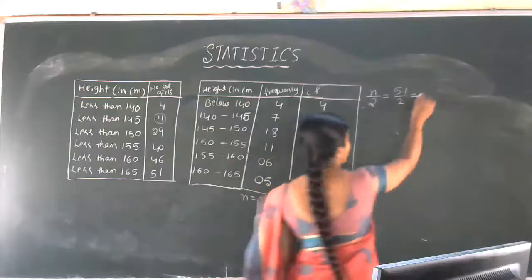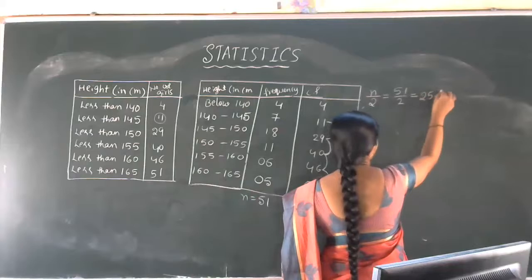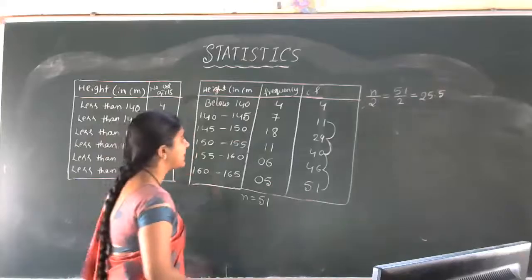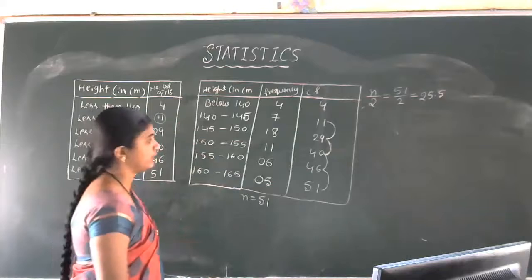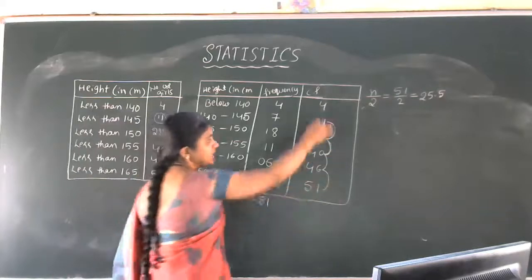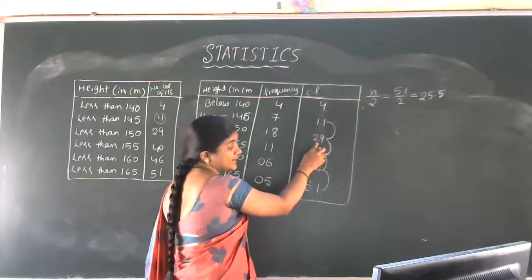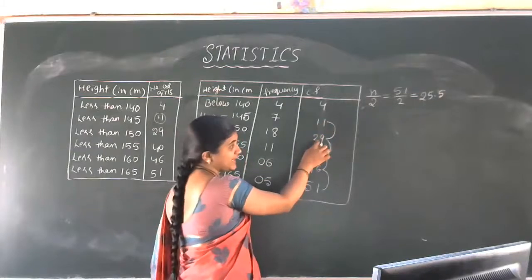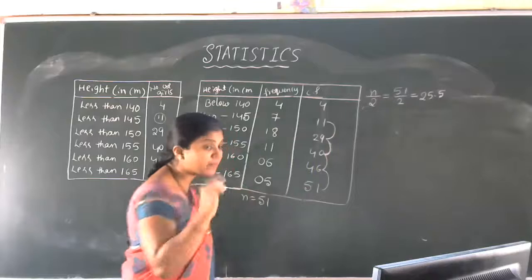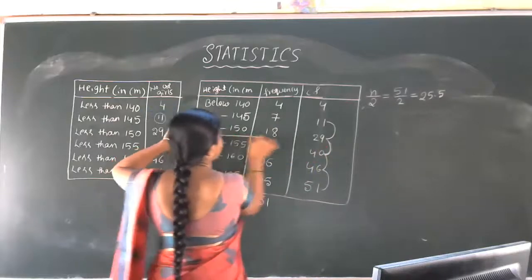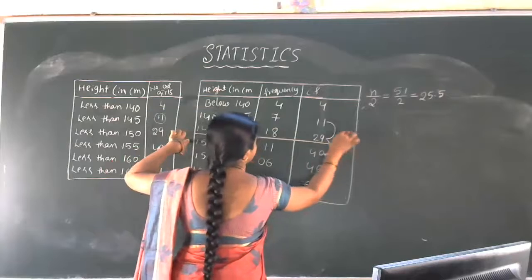Yes, 25.5. Now where do we have to search this 25.5? In the cumulative frequency distribution table. See here, first only 4, then up to 11, then 29. So 25.5 lies in this line only, no? Yes, this one we have to mark. This is the median class.